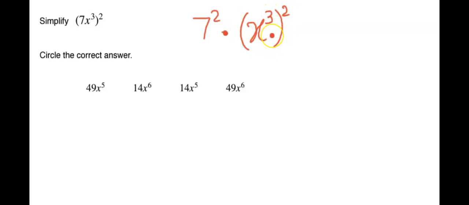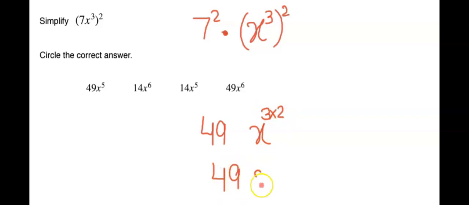Why did I put the bracket here? Because then there is a rule. The rule states, what's the power of the power? This is called the power of the power. What's 7 squared? 7 squared is 49, so I can put 49 there. And then I've got the x, and that's 3 times 2. That multiplies 3 times 2, and 3 times 2 is 6. That's the answer. So your answer is this one.